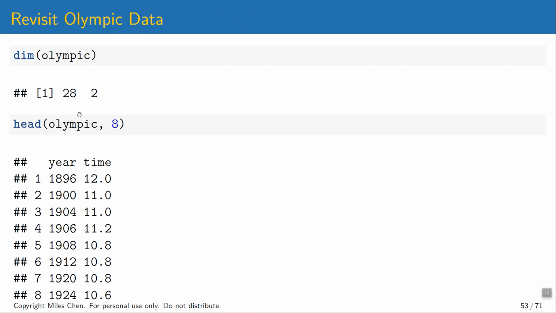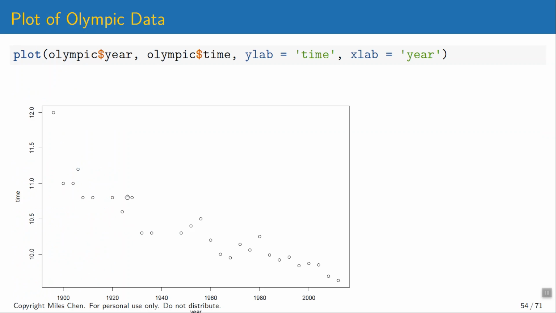Okay, so let's take a look at the Olympic data again. No longer a toy data set. We've got 28 observations. And here's just the first 8 of these observations: the time, the year, and so forth. This is what it looks like.